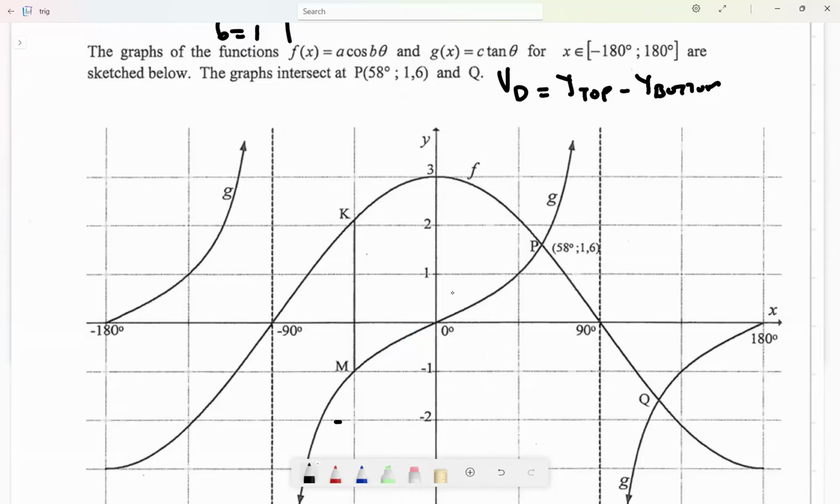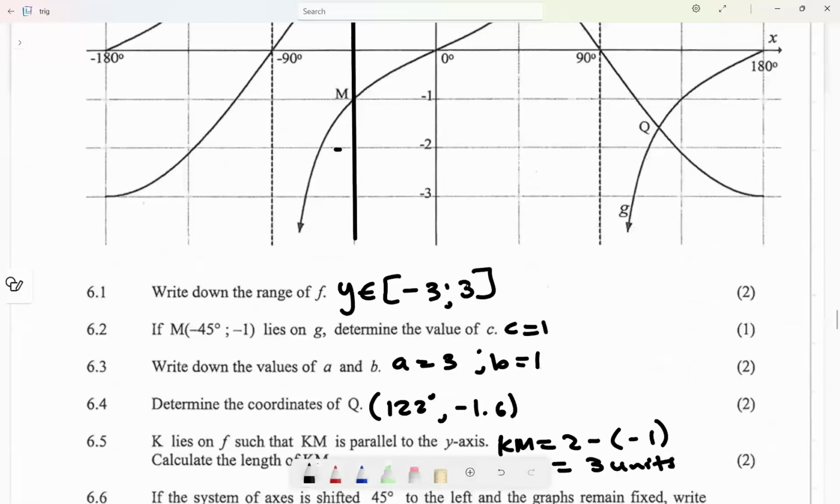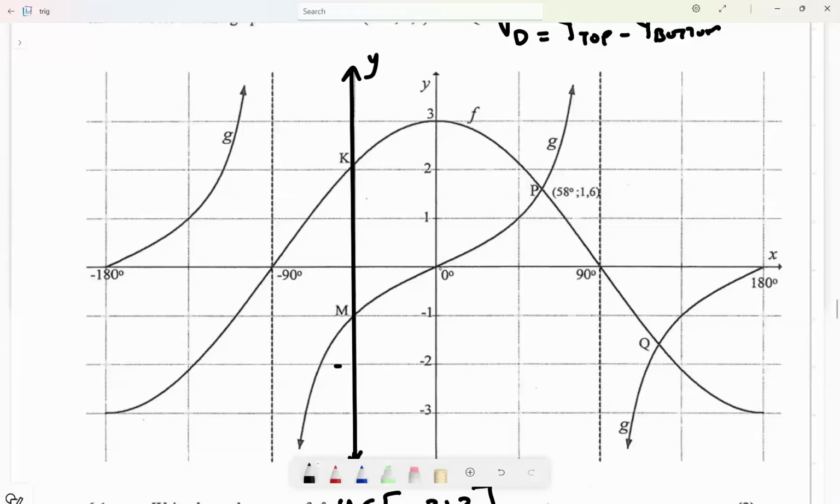So it means instead of having the y-axis cutting at 0, it will rather be cutting at negative 45 here. This will be my new y-axis. Okay, but the x, the x I cannot change that.